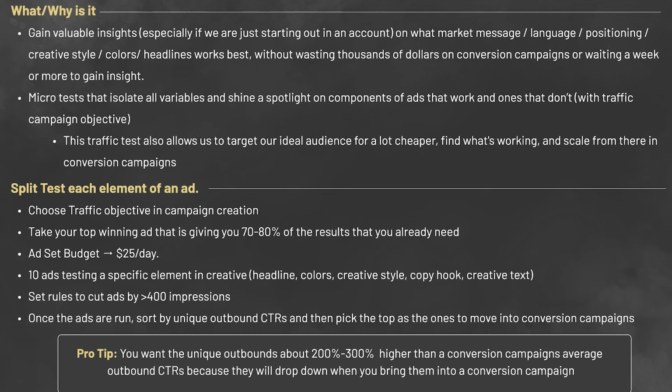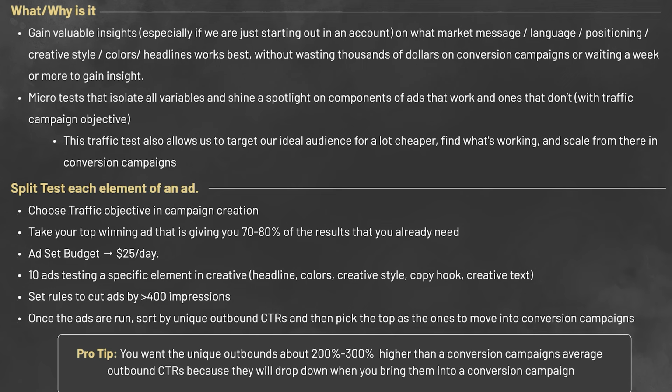outbound click-through rate. And this is the most important part, and also the part that most people ignore me on: you're looking for a 200 to 300% increase in unique outbound CTR, right? You're not looking for just marginal gain. You're not looking for, hey, this one kind of beat the other ones. You're looking for exponential difference, right? And it's got to be 200 to 300% more than your conversion campaign had when it was the control, okay?